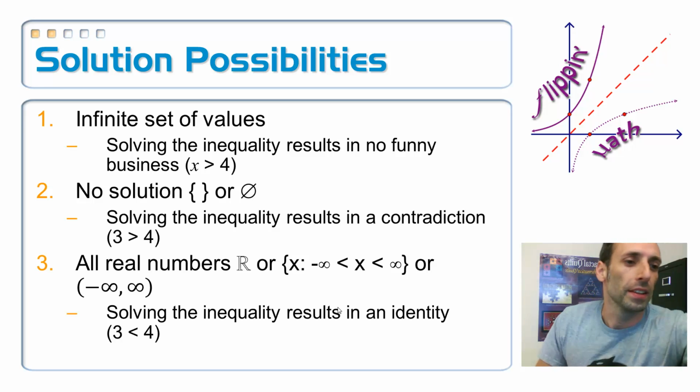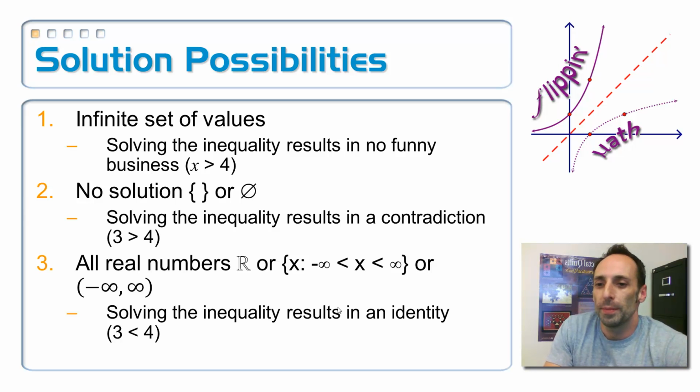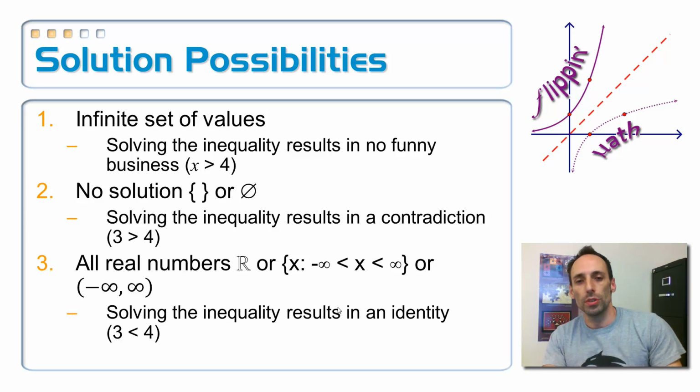Okay, cool. Bye-bye. Okay, anyway, so the second one is if you have no solution and you're going to write either the empty brackets or the O with a slash mark through it. And this happens if when you solve an inequality, you get a contradiction. Something that's dumb, something like 3 is greater than 4. Yeah, there you go. 3 is greater than 4. Then you get no solution.